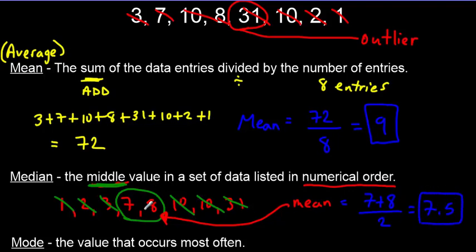Okay, so 7.5 is, like I said, halfway between these 2 middle values, so that is actually our median in this case. Okay, so the mean of those 2 middle gave us the median. So this is our median.